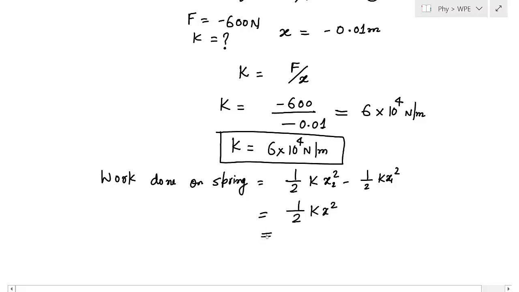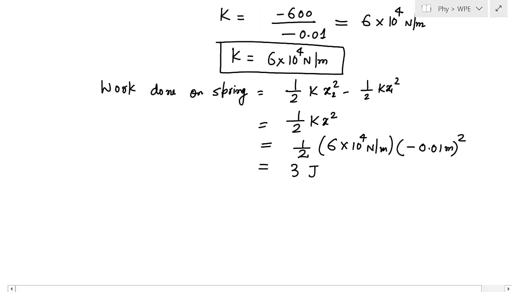Now x1 is 0 because initially the spring has not been compressed, so this is simply half K x square. I know the x value and the K value, so I can calculate this. K I just calculated, 6 into 10 to the power 4 Newton per meter, and the x value is minus 0.01 meter, squared. If you calculate, this will be 3 joule.